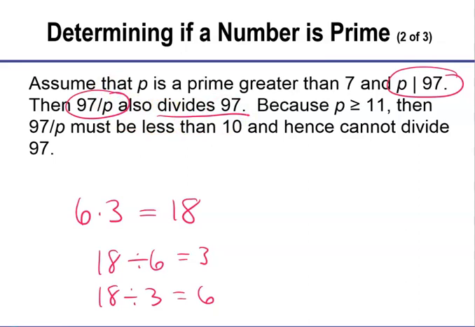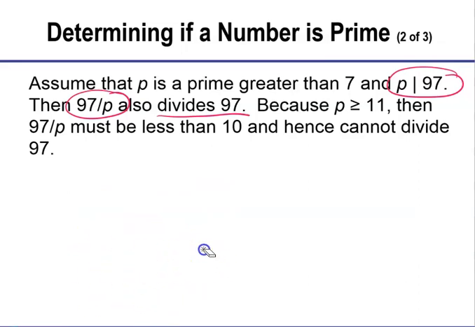Okay, so just hang with me. They both divide 18. It's just like 6 times 3 is 18. So if I know 6 divides 18, then 18 divided by 6, which is equal to 3, also divides 18. Okay, I'm going to get rid of this because it's kind of in the way. That's just so we can talk. Now, keep hanging with me.